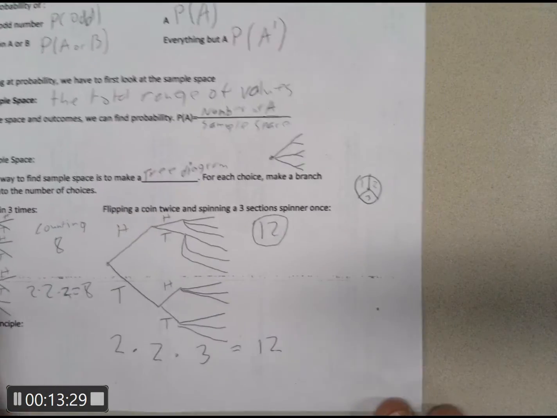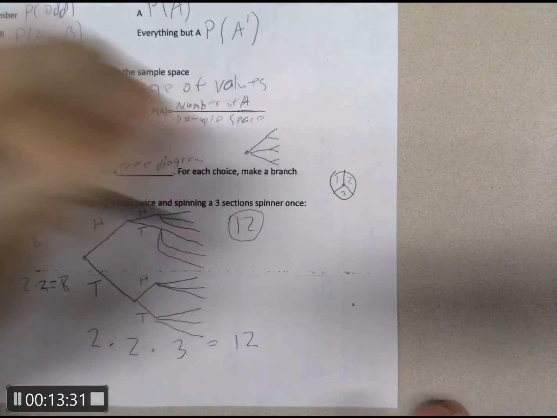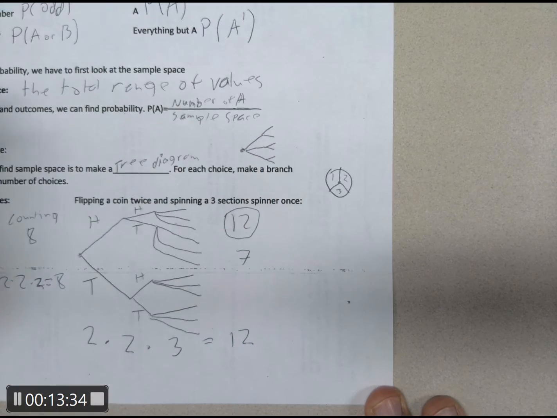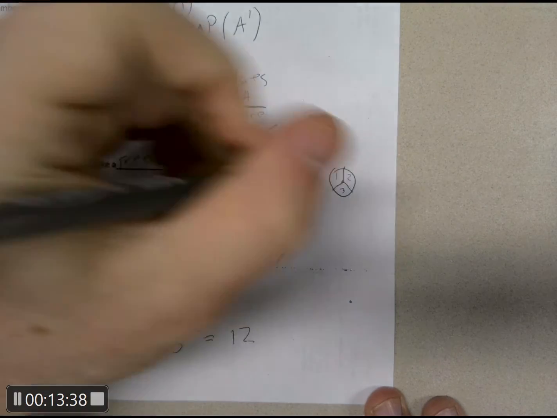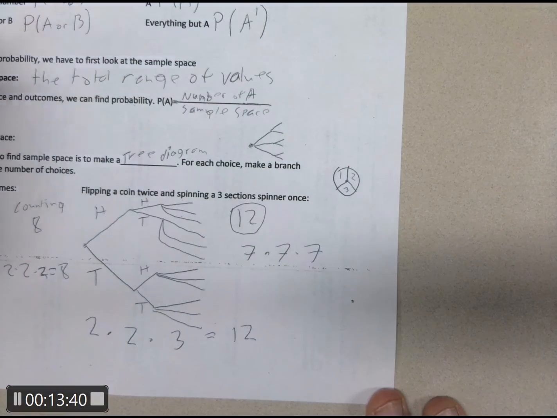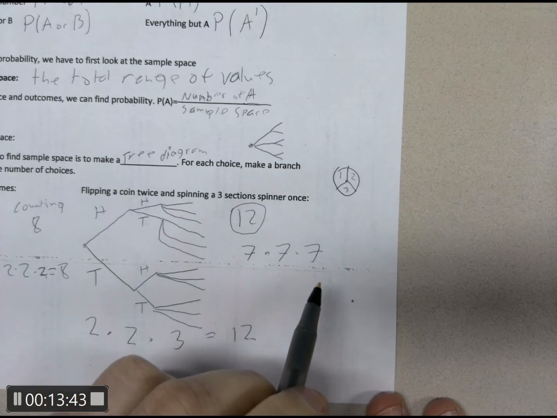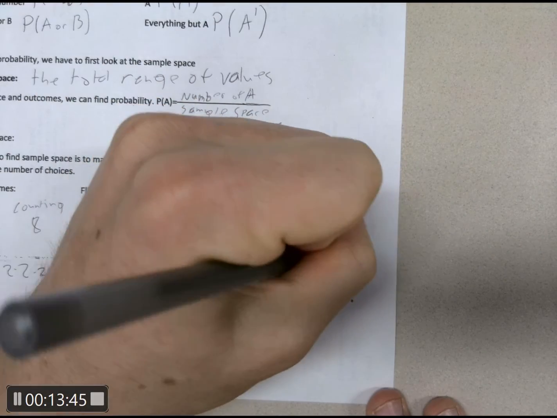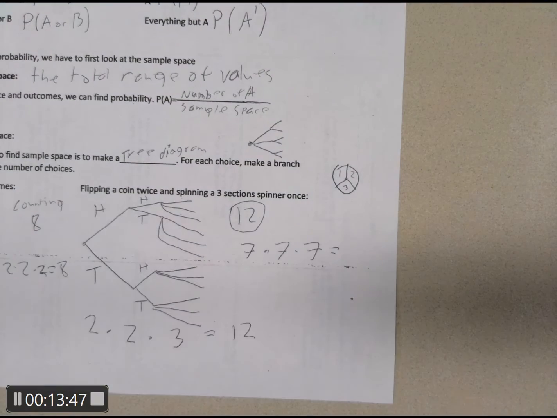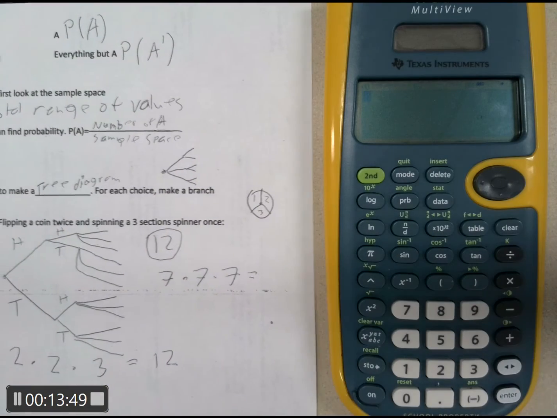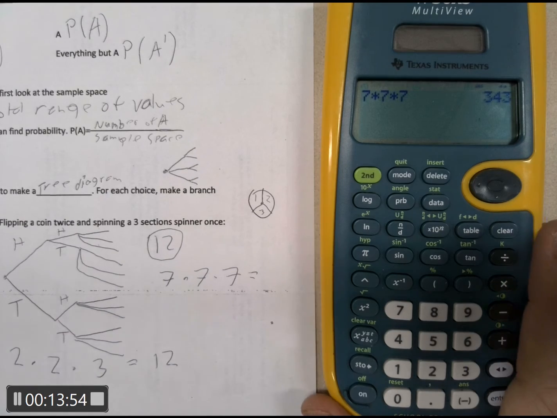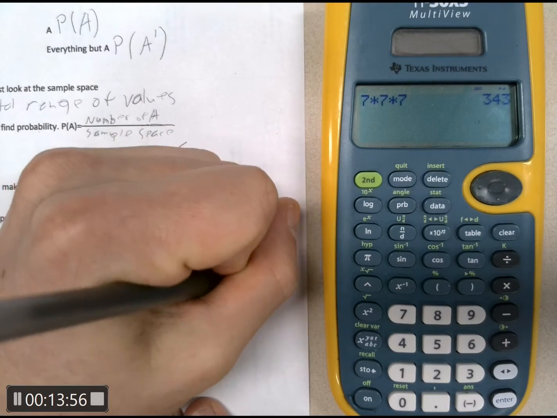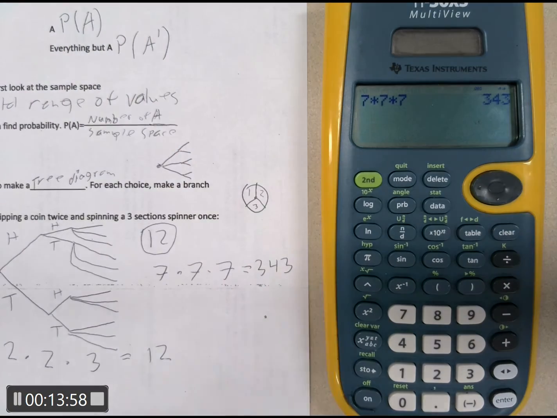If we had an example like the one we were doing before, 7 choices the first time, 7 choices the second time, 7 choices the third time, 7 times 7 times 7 is not only a lucky number. When you plug it in your calculator, 7 times 7 times 7 is 343. So this means there are 343 different possible outcomes for this.